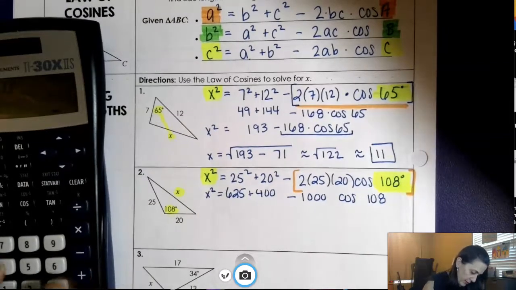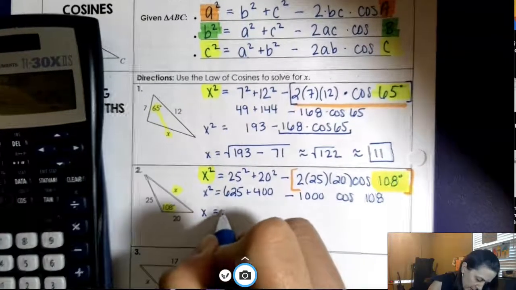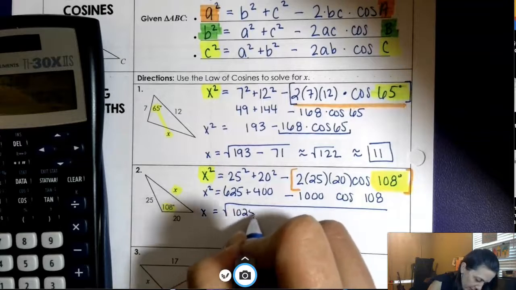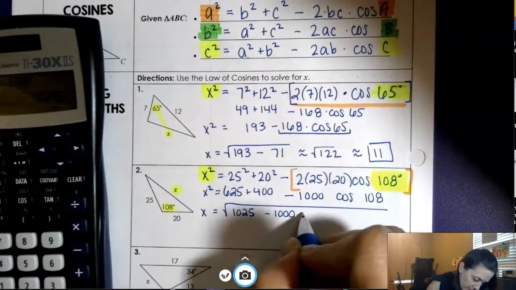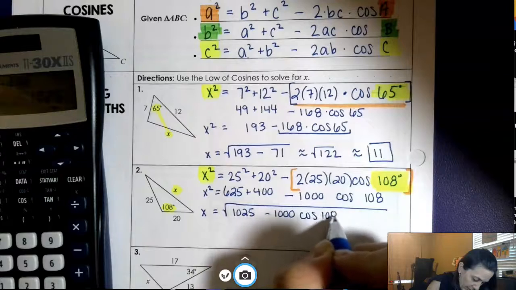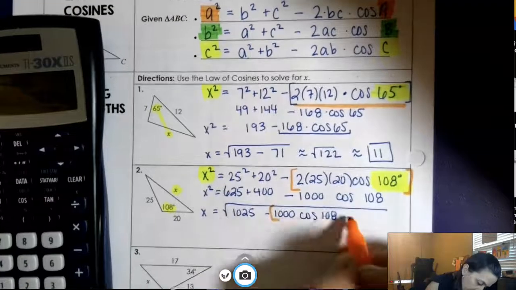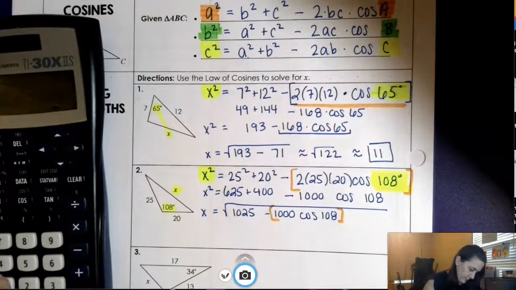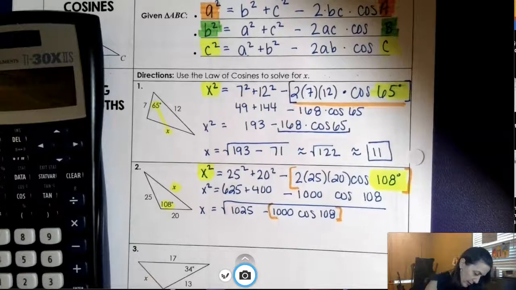625 plus 400. It's going to be the square root of 1025 minus 1,000 cosine 108. Remember, this is what has to stay together right here. So 1,000 cosine 108.